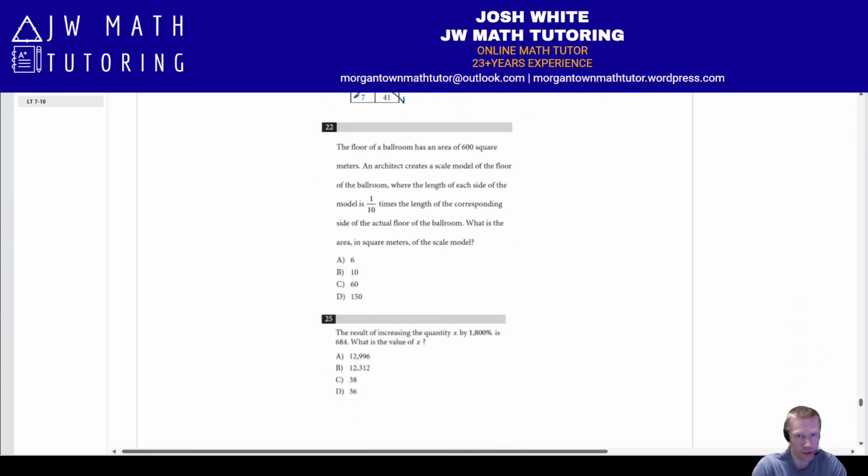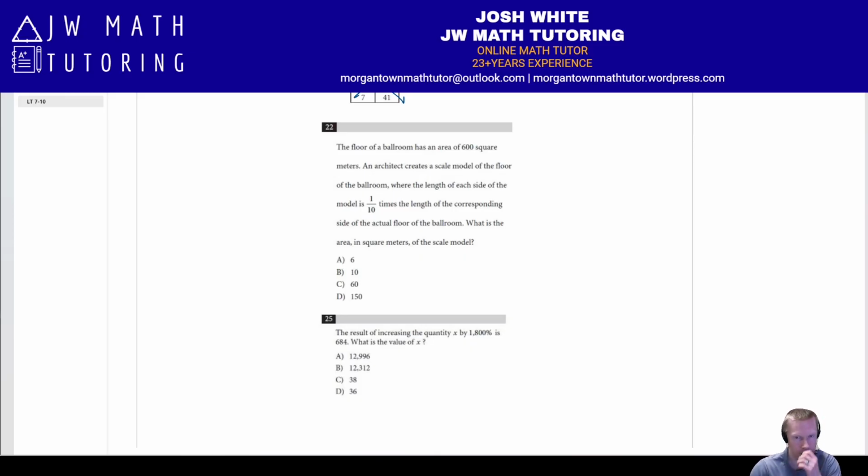All right, let's look at 22 now. So basically, the floor of a ballroom has an area of 600 square meters, and there's a scale model. The length of each side in the model is 1/10 times the length of the corresponding side of the actual floor. What is the area in square meters of the model?